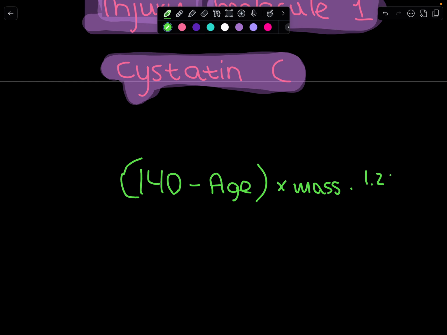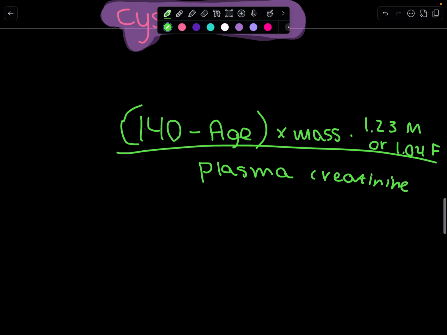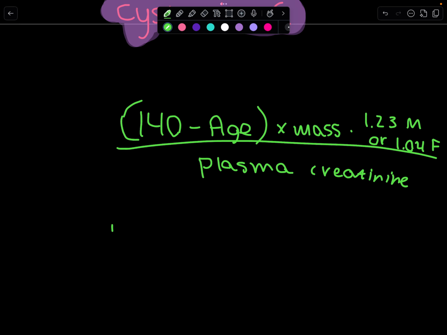Weight reflects muscle mass, as more muscle produces more creatinine. Sex, 0.85 for females, accounts for lower muscle mass in females. Serum creatinine, higher levels indicate worse kidney function, reducing creatinine clearance. It's widely used for drug dosing, but less accurate in extremes of weight or age.